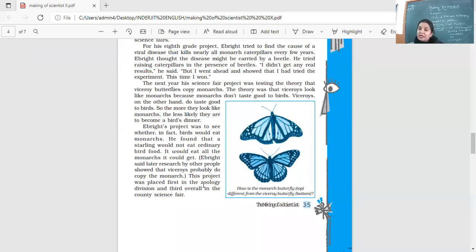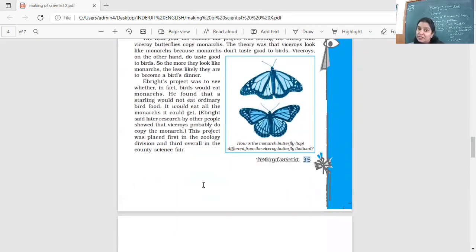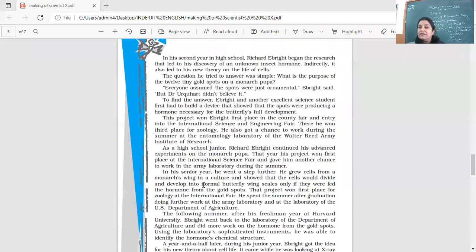So in the eighth grade, he is thinking, why is it that the viceroy is looking like the monarch? What was the reason? Because the monarch butterfly is not found tasty by the birds, so they're not eating it as much, right? So this was one of his projects. He got a prize for that also. And this is one insect he's very comfortable with. He's comfortable with the butterflies. He's collected them. He's known them. He knows about the migration and traveling patterns, okay? In his second year in high school, Richard Ebright began the research that led to his discovery of an unknown insect hormone. Indirectly, it also led to his new theory on the life of cells.